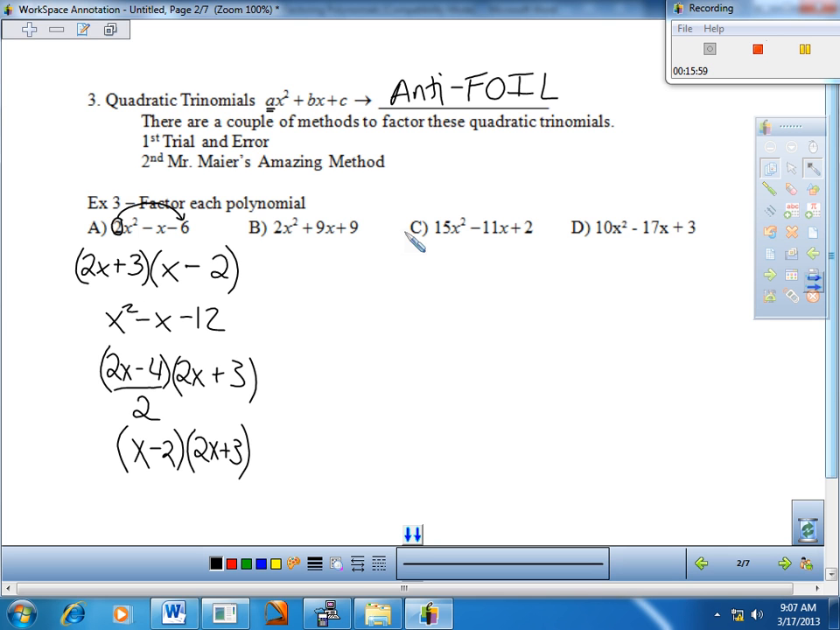Again, I like trial and error. It's quick. Again, good number sense. You can pull it off. But if you're just not as comfortable with that, then try the method. Yeah, it works. Okay, so again, I look at this quadratic trinomial. No greatest common factor. That's obviously what I would look for first. But I am going to anti-FOIL this.